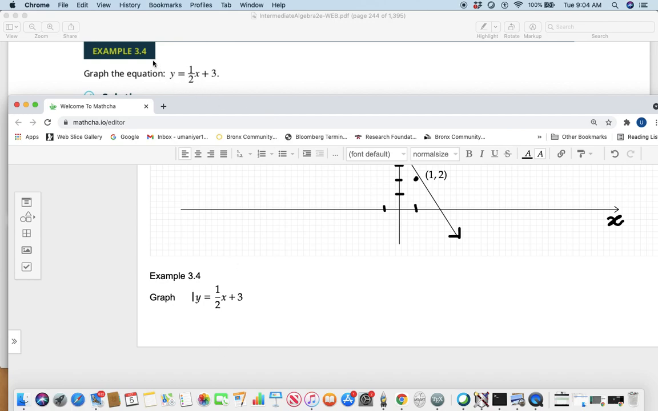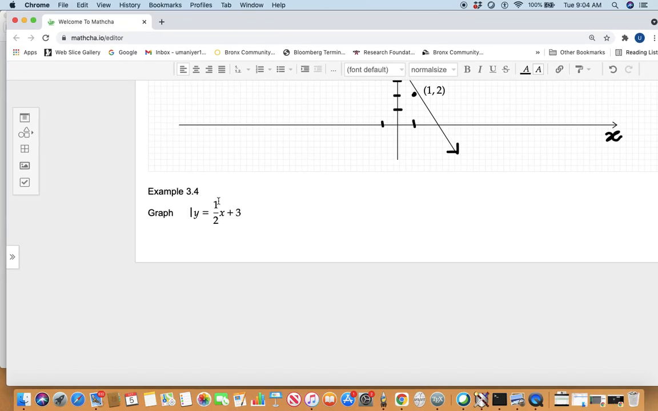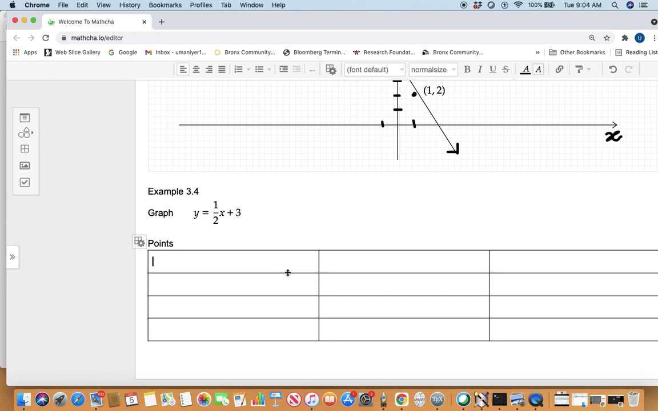Welcome back. Here is an example. Y equals 1 over 2x plus 3. So that fraction tells me a small change in our approach. So we need points. So nothing new there. You need x coordinate, y coordinate, and the points.